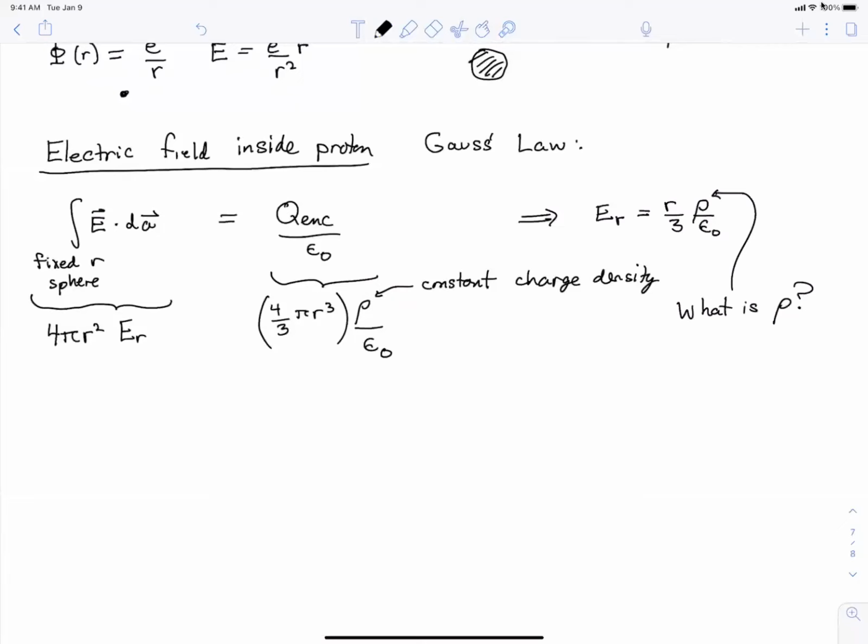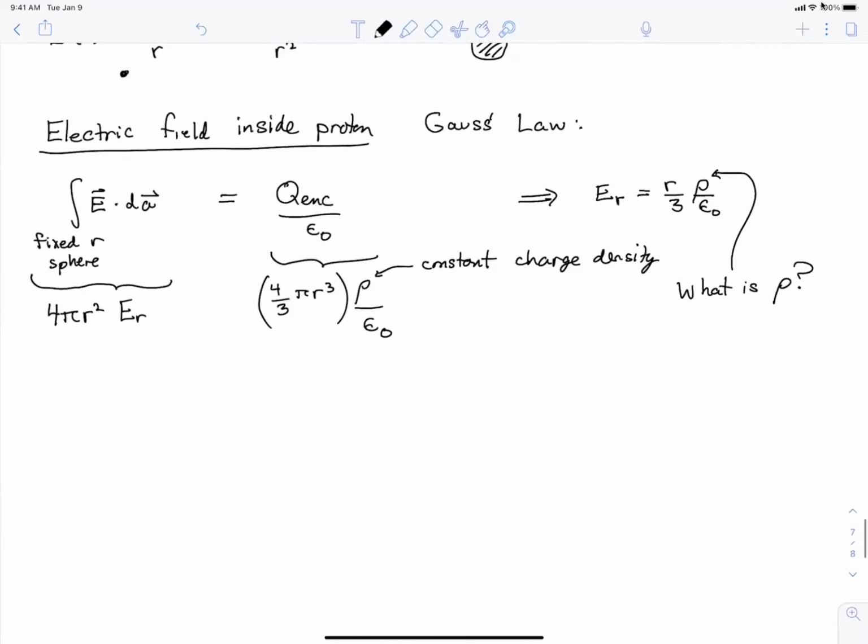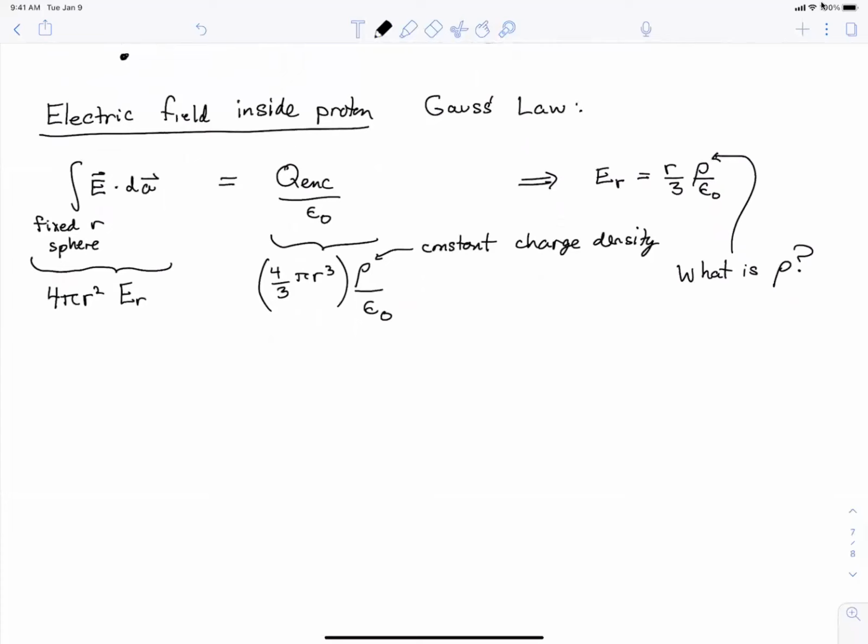Okay, and we can work that out because we know the total charge on the proton. Okay, another way of doing it is to say that when the radius is the radius of the proton, we know that the electric field is equal to E over R squared, because it's the same as if the proton were a point charge. Once you're outside the radius of the proton, it looks just like a point charge.